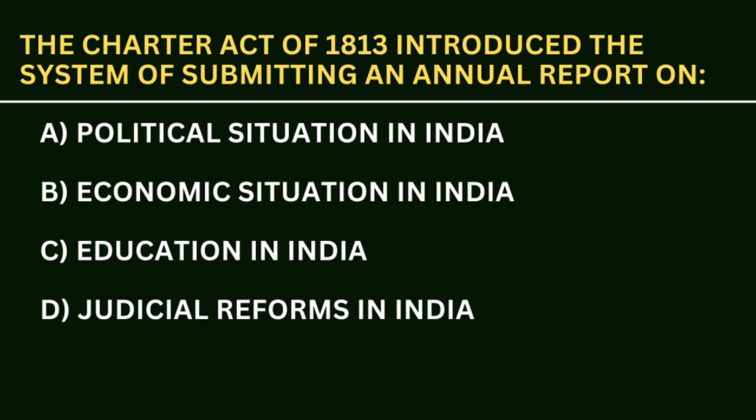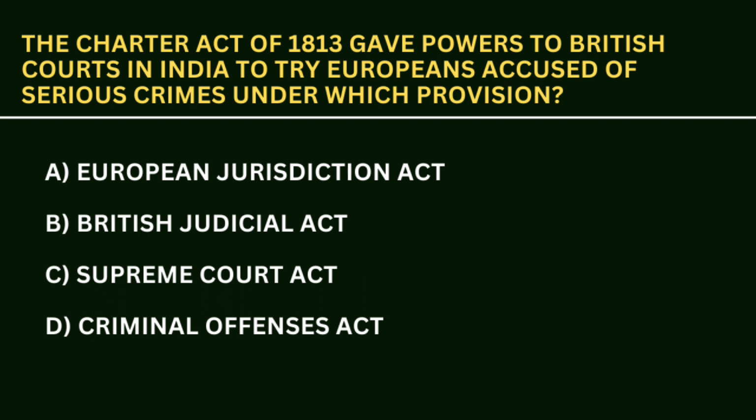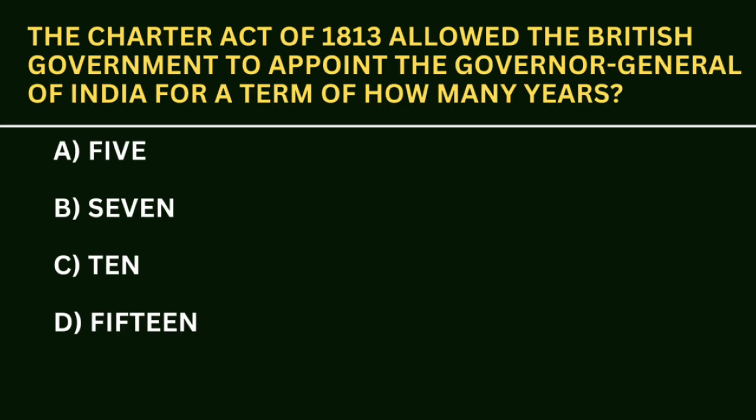The Charter Act of 1813 gave power to the British courts in India to try European accused of serious crime under which provision? Option C is correct, Supreme Court Act. The Charter Act of 1813 allowed the British government to appoint the Governor-General of India for a term of how many years? Option B is correct, 7 years.